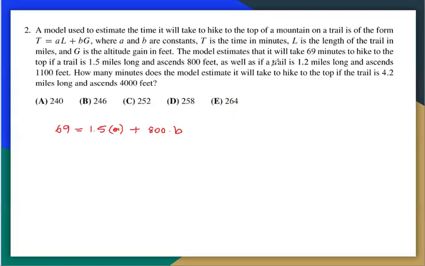But it says as well that if a trail is 1.2 miles long and ascends 1,100 feet, we will get the same time. So which is why we can say this is equal to 69 again. So 1.2 miles times A, and then 1,100 B. So this is what we have. This is the system of equations. And then how many minutes does it take by the model? I'm going to say that's equal to T for our minutes. And for 4.2 miles, 4.2 A plus 4,000 B. And this is what we are looking for.